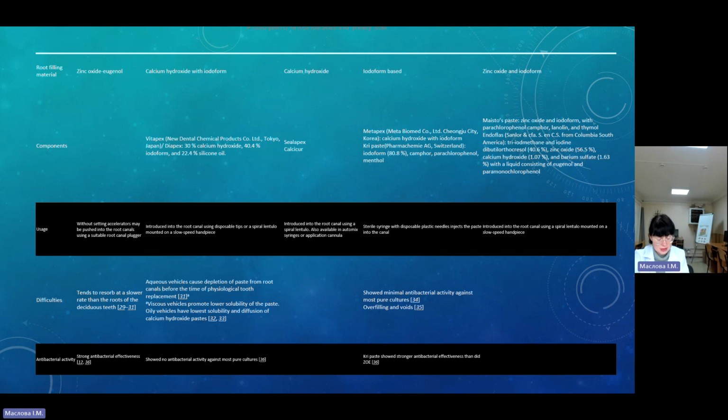Zinc oxide eugenol paste extruded beyond the apices set into a hard cement that resists resorption. Left and center, the remnants of the zinc oxide eugenol are still present after the eruption of the permanent central incisors. Calcium hydroxide pastes with iodoform.